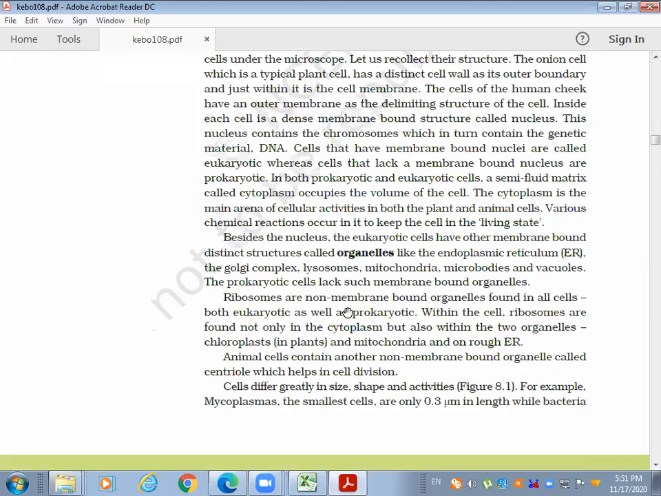Ribosomes are non-membrane bound organelles found in all cells, both eukaryotic as well as prokaryotic. Within the cell, ribosomes are found not only in the cytoplasm but also within two organelles, chloroplasts in plants and mitochondria, and on the rough endoplasmic reticulum.